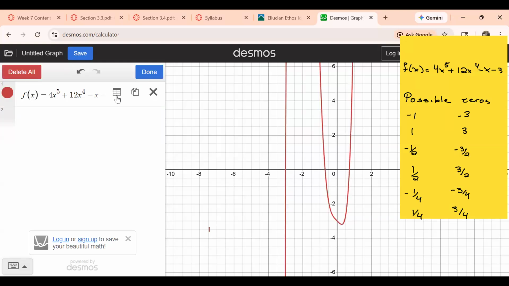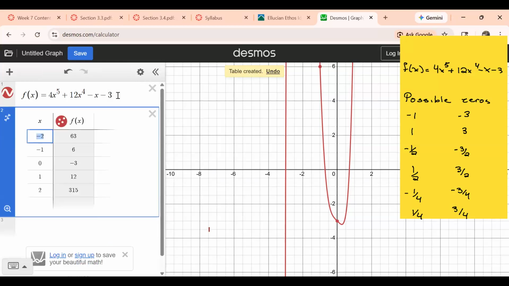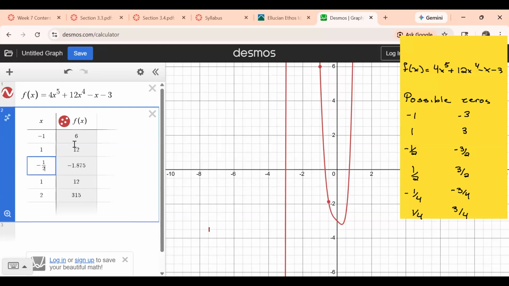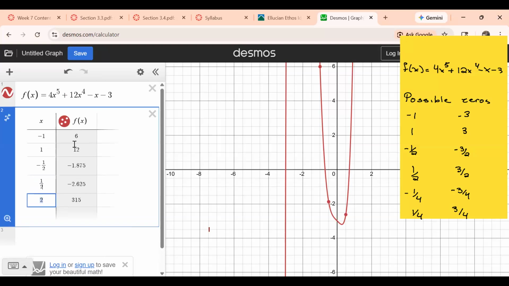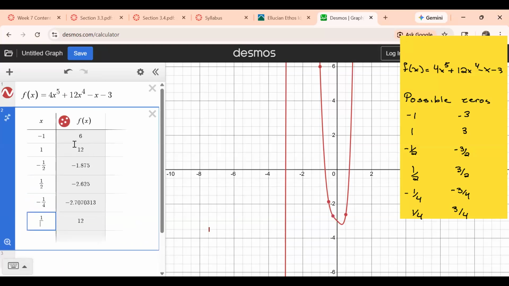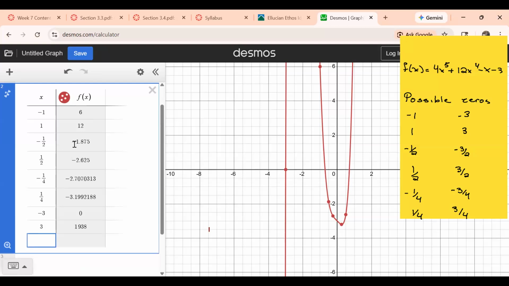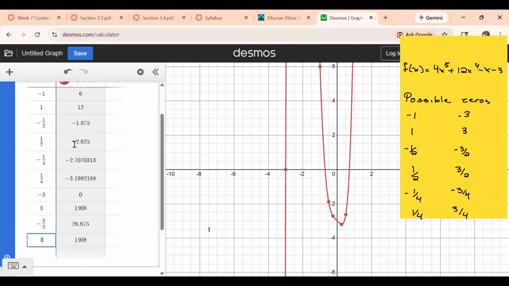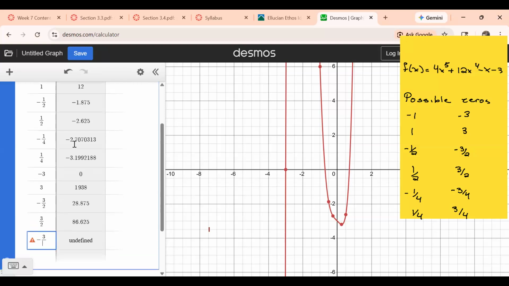So from here, I hit edit list, let me go back for a second. So I'm going to go here, edit list, and then I go to create table. From here, it's telling me my x's and my f(x)'s. I just put in my -1, my +1, my -1/2, my +1/2, my -1/4, my +1/4, my -3, my +3, my -3/2, my +3/2, my -3/4, and my +3/4.